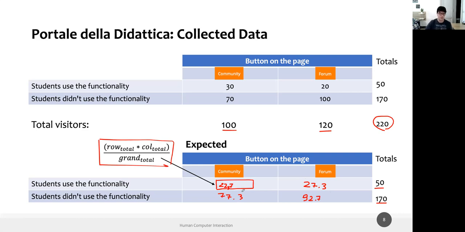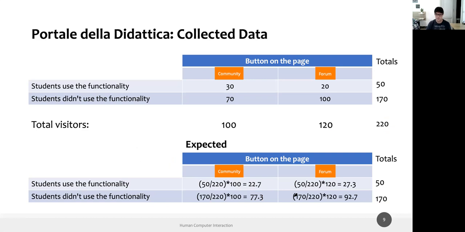So after you compute this, you also have a way to check if these numbers are reasonable. And the way is by performing the same addition we performed to compute these totals here. So 22.7 plus 27.3 should do 50. And 77.3 plus 92.7 should do 170. And vice versa, also for the columns, 22.7 plus 77.3 is 100, and 92.7 plus 27.3 should be 120. So if after the computation the totals in each row and each column are not coherent with the expected ones, you made some mistakes in the computation of this formula. In this case, it seems reasonable.